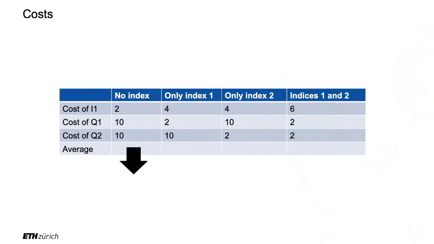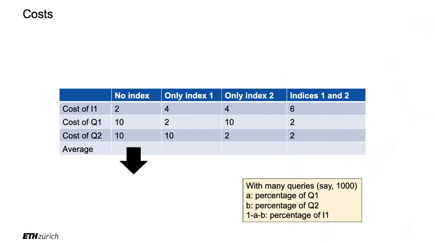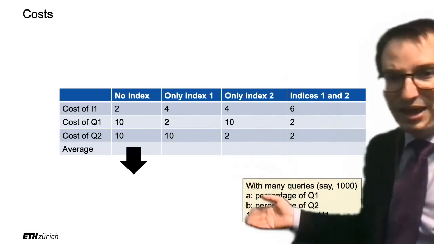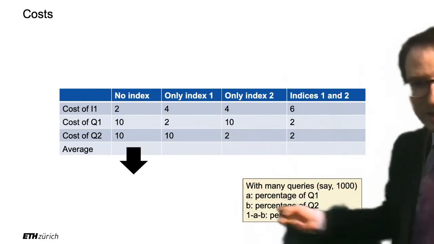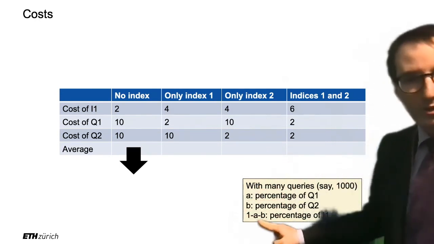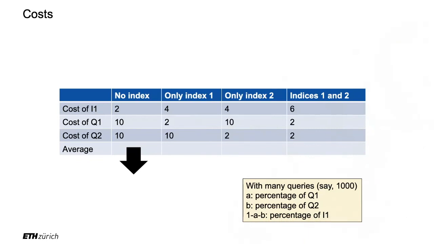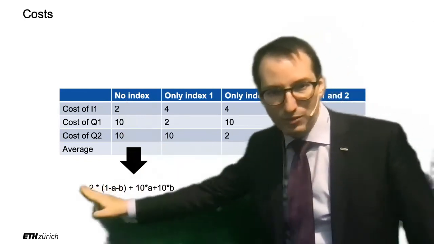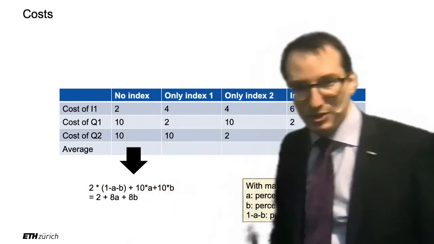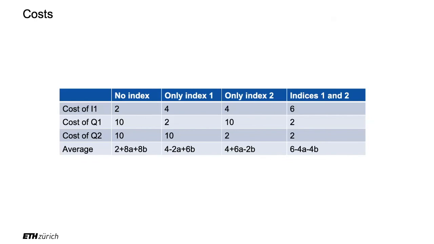And then you can compute averages. But how do you do it? Well, it depends on the probability distribution in which the queries come, right? Maybe you have a lot of queries and very few insertions, or maybe you have a lot of insertions and very few queries, right? So you can just give them variable names as in math, right? A is the percentage of queries that are Q1, B is the percentage that is Q2, and then 1 minus A minus B is the percentage of I1, right? So this is just statistics. And then you can just compute the weighted average of these costs. You have the weights of the average, and that gives you the results. Then you can do it everywhere.